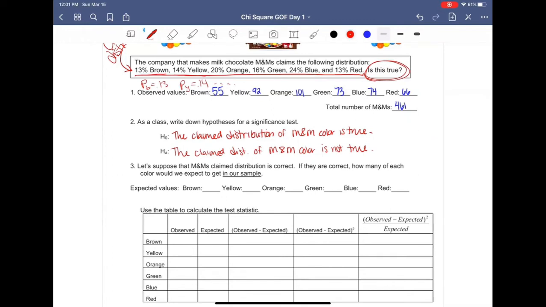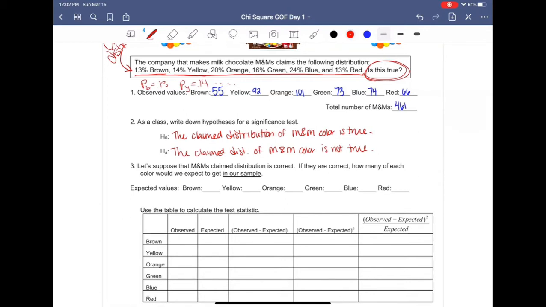Okay, so now let's think about where we need to go from here. Well, let's suppose that the M&M's claimed distribution is correct and that it actually is 13% brown, for example. Well, if that were true, how many browns would we have expected to get in our sample? I know how many browns we did get in our sample. We got 55. But what I want to know is how many should I have gotten?